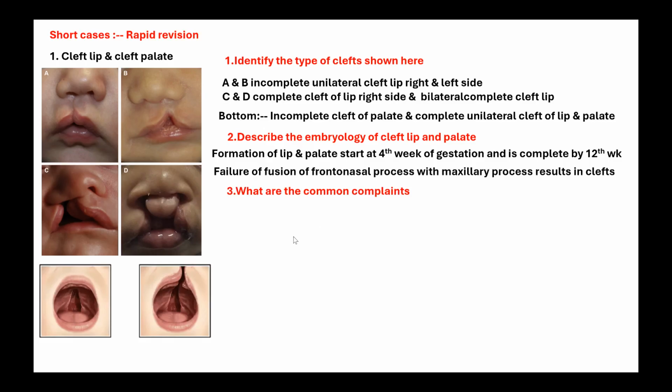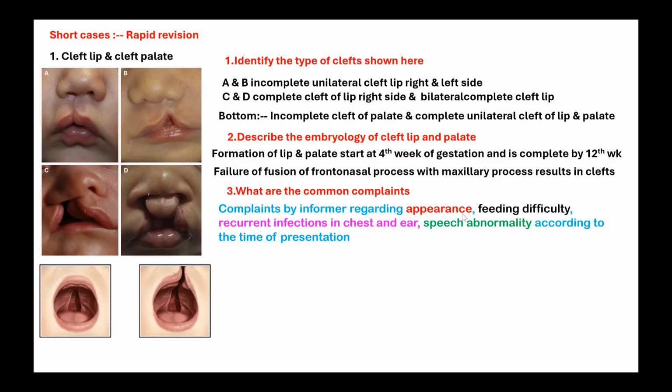What are the common complaints that patients and attenders will make when the patient has a lip or palate defect? Inability to suck, so feeding difficulty, first and foremost, as soon as the child is born. They notice something abnormal in the appearance. The child has a cleft lip, a congenital anomaly, and the appearance is defective. Complaints are regarding appearance, then feeding difficulty, then recurrent infections in the chest and ear, and speech abnormality according to the time of presentation.